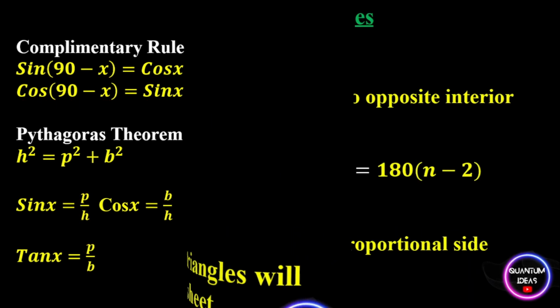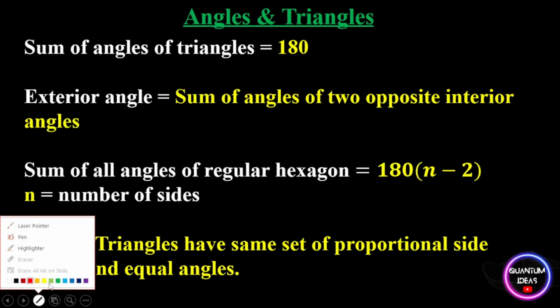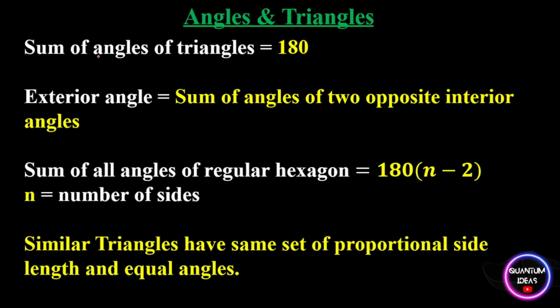Okay, so now we have angles and triangles. The sum of all angles of a triangle is equal to 180 degrees. We know that. So, the exterior angle property. Okay, let me draw the figure first. If this is angle x, this is angle y, this is angle z, that means x plus y plus z will be 180 degrees, no problem. Next, the exterior angle is equal to the sum of the two opposite interior angles.